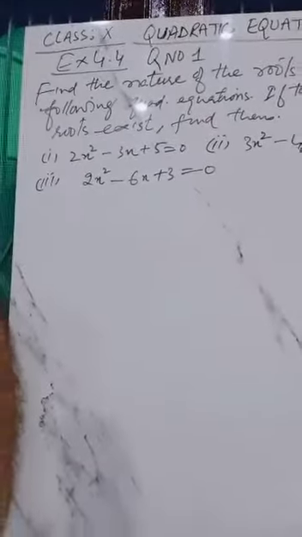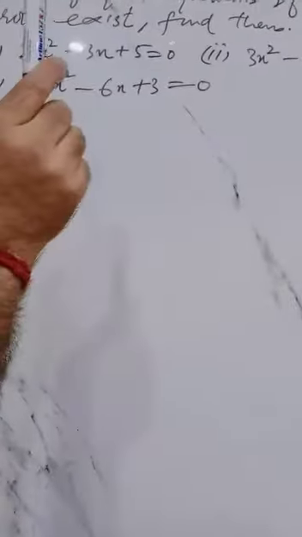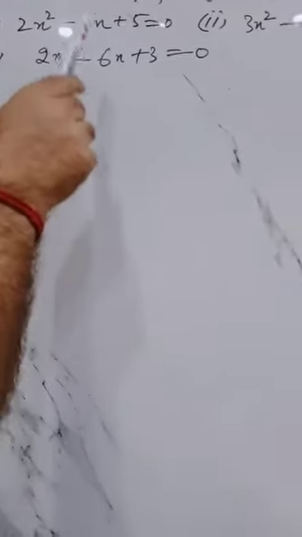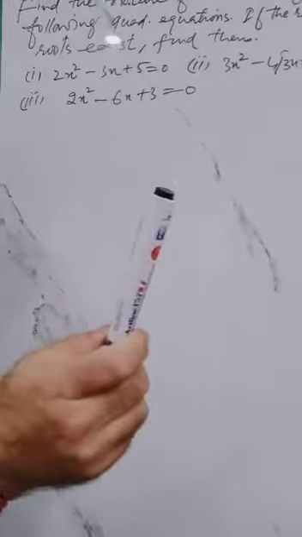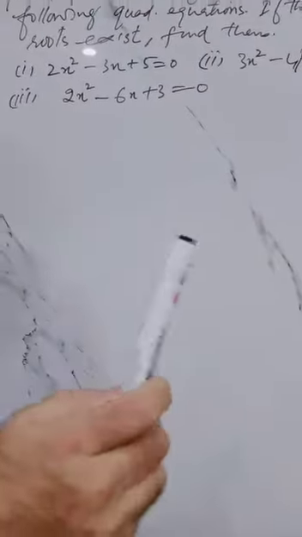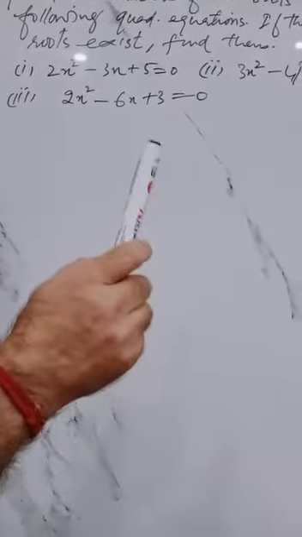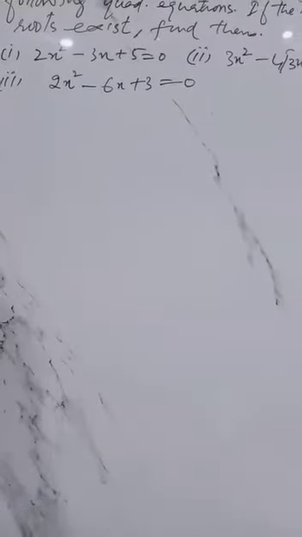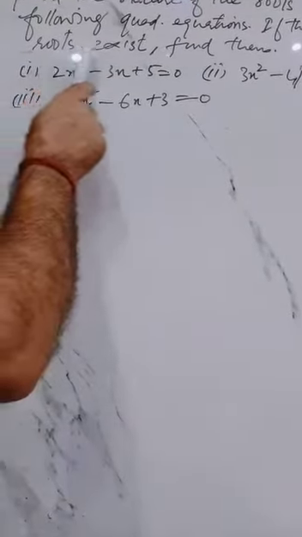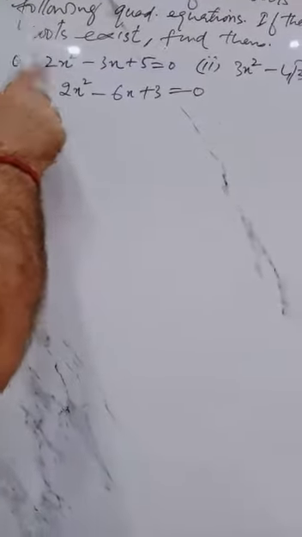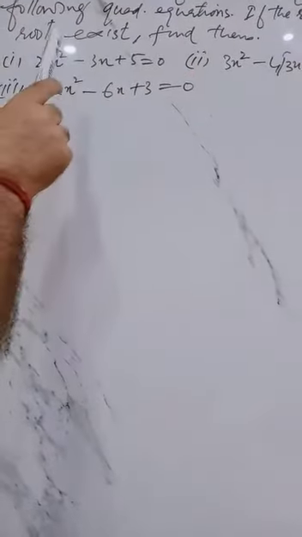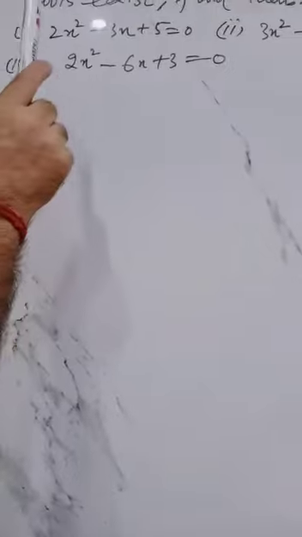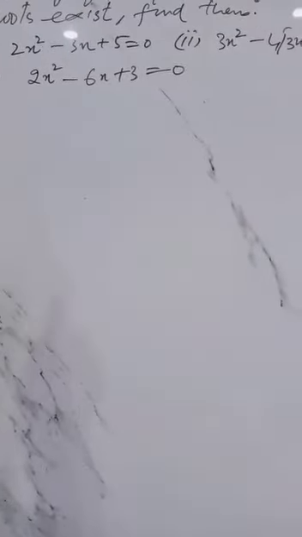So first, what does the question say? You have to find the nature of the roots. How will you find the nature of the roots? You will find the nature of roots by finding the value of b square minus 4ac, which is also called the discriminant. If real roots exist, then we have to find the roots. If real roots do not exist, then we need not find the roots.